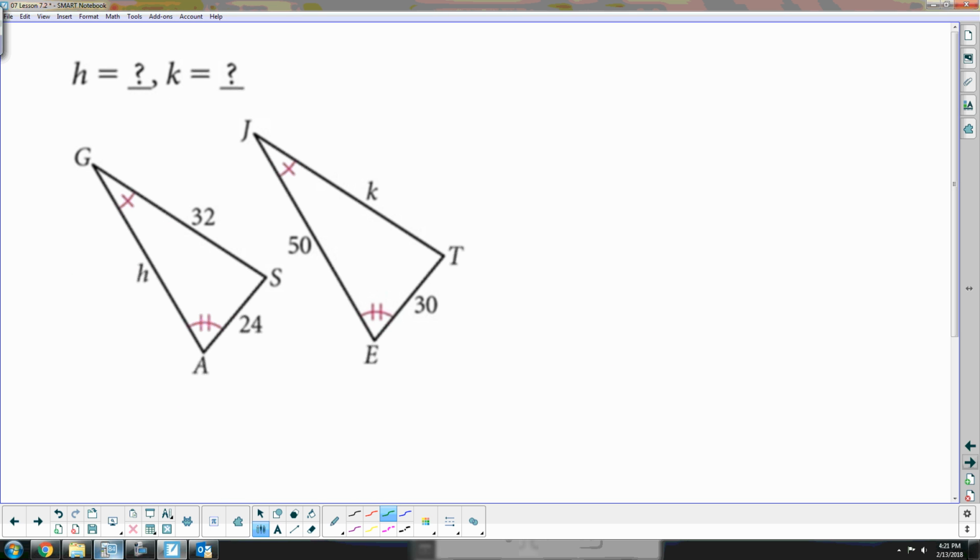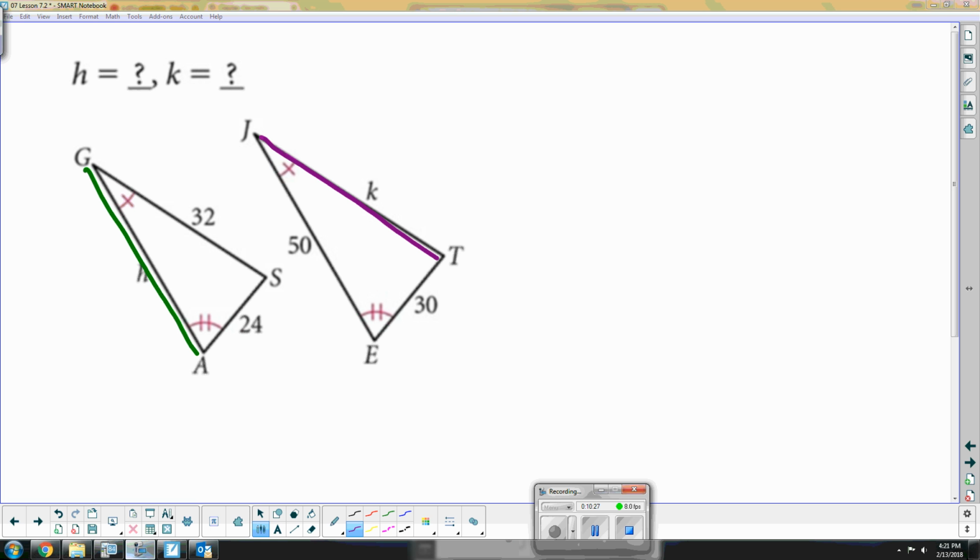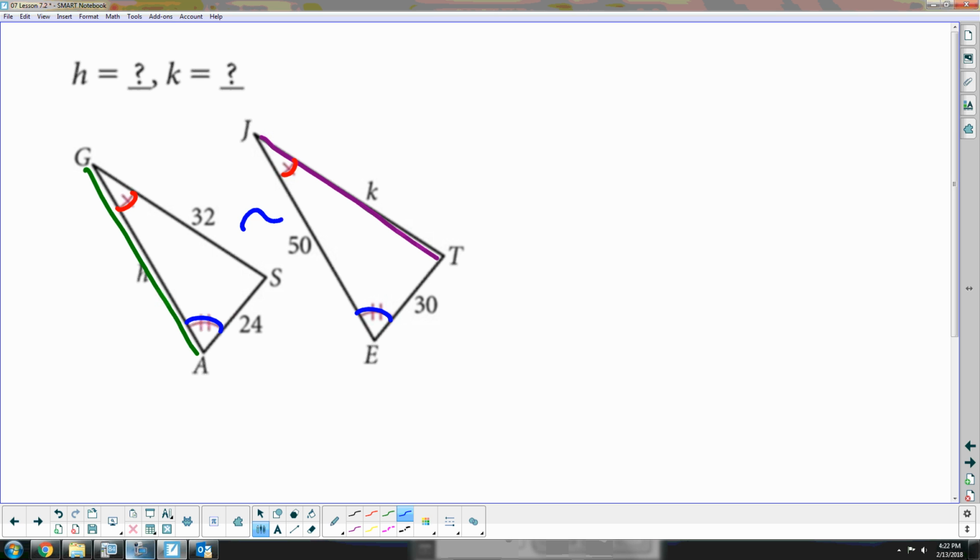Let's take a look at the next example. Here, we're looking for H and K. So we're looking for this side, we don't know what it is. And we're looking for this side, and we don't know what it is. Now, what we do know about the triangles is there are two angles that are congruent. This angle is congruent to this angle, and angle A is congruent to angle E. Okay, therefore we know that these two triangles are similar. If the two triangles are similar, that means corresponding sides are proportional.